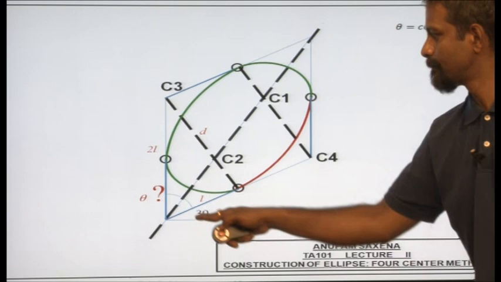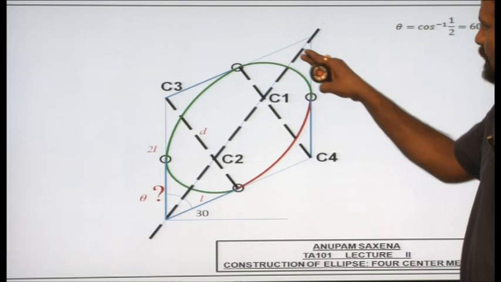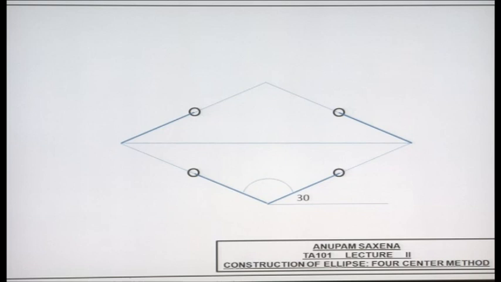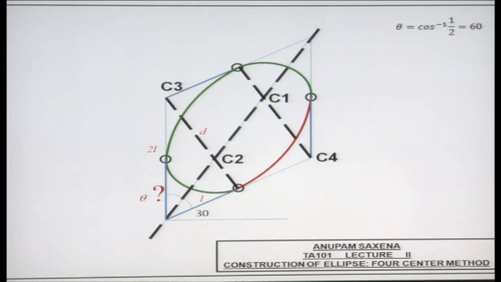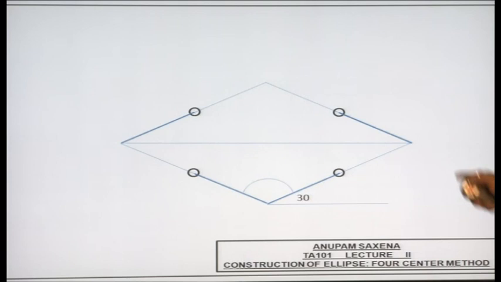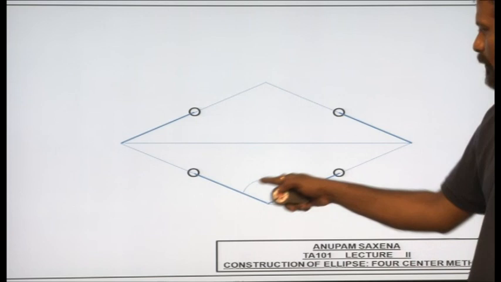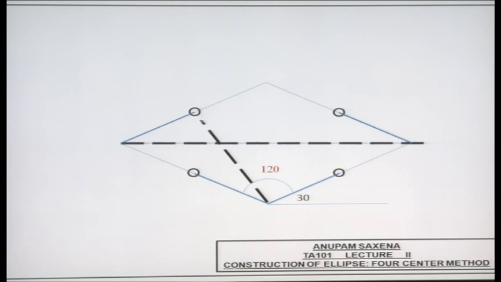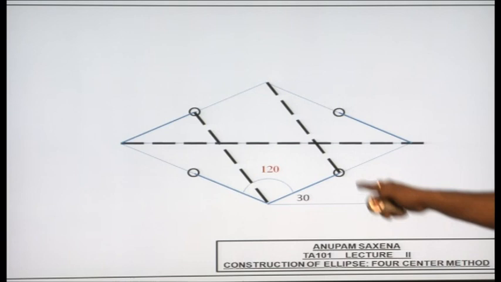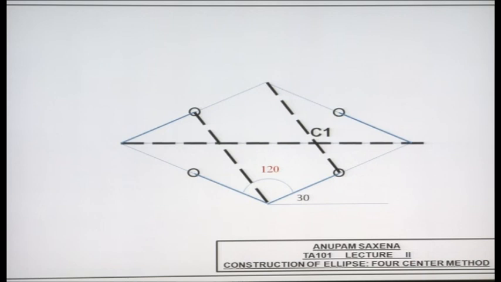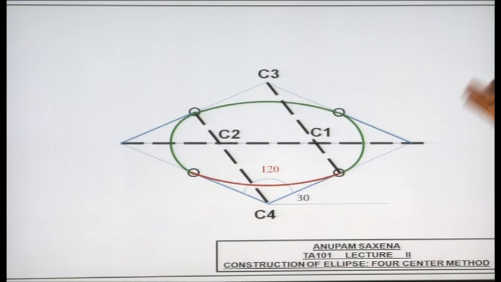So if this is 60 degrees, this angle over here would be 60 degrees, and these two angles are going to be 120 degrees. Just the other way around, a rotation transformation. Now this edge of the rhombus is at 30 degrees to the horizontal, this is 120 degrees. Same thing: draw the longest diagonal first. From here, join the midpoint. From here, join the midpoint. You will get the centers as C1, C2, C3, C4. You know the construction, you can go ahead and construct this approximate ellipse, not a problem.